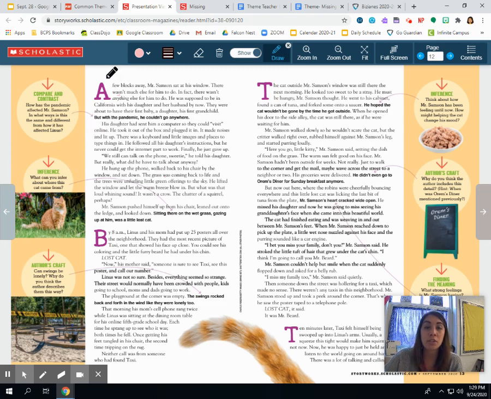A few blocks away, Mr. Sampson sat at his window. There wasn't much else for him to do.